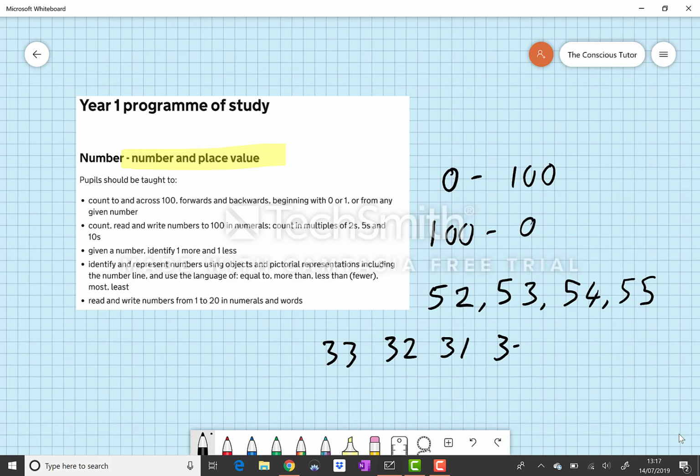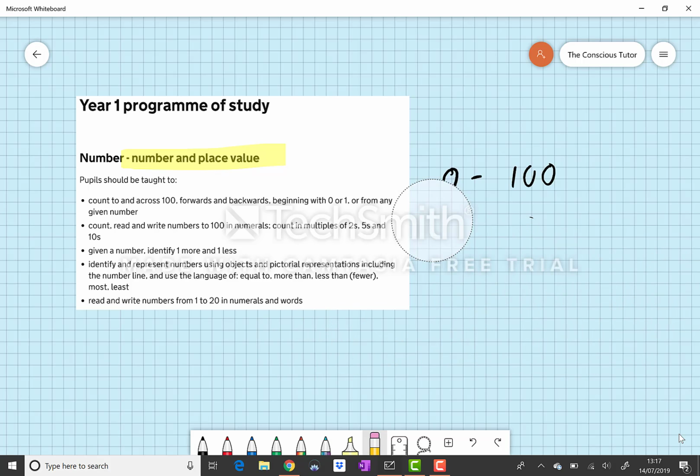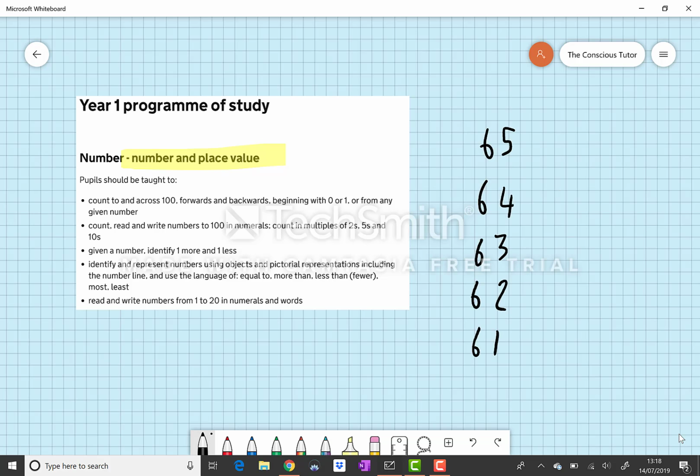I think at this stage it's also important to get used to seeing numbers going in different directions. So the same counting objective could look like this: 65, 64, 63, 62, 61. It could also look like this: 65. So any different way of counting.